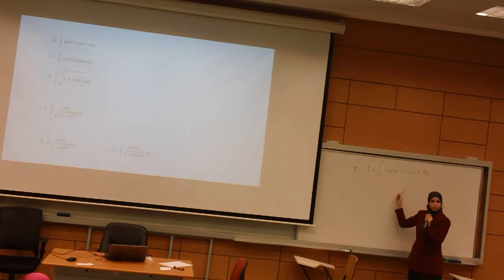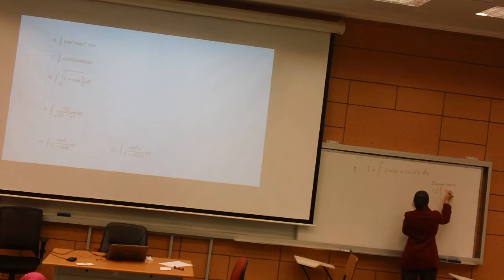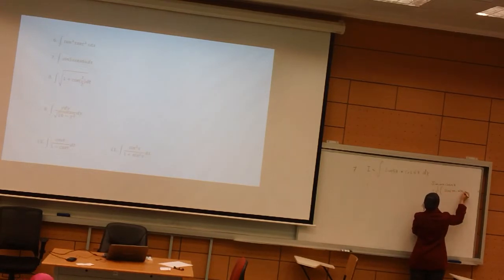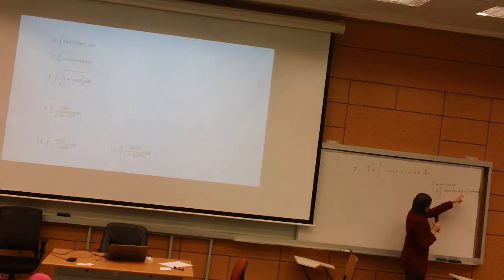Can you recall it? Sine mx times cosine nx equals half sine m minus n times x plus sine m plus n times x. Okay? So I'm using this formula in order to transform the product into an addition which can be integrated easily.